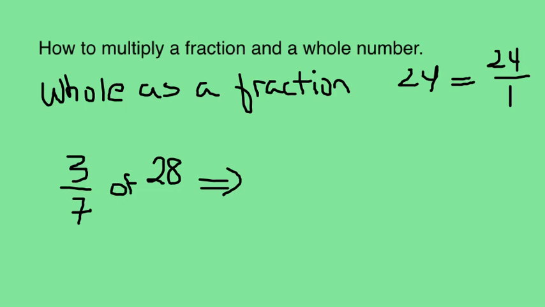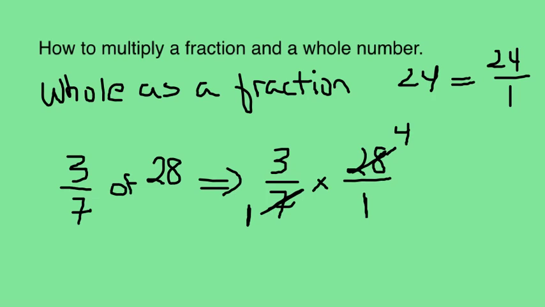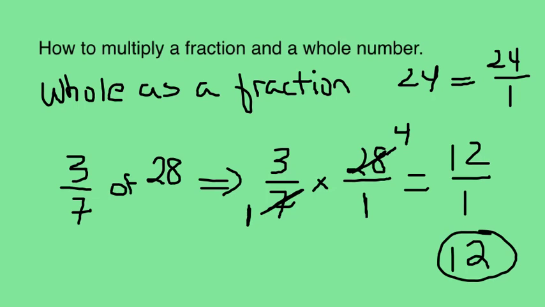So in your example, 3/7 of 28, the word "of" means to multiply, so now this becomes 3/7 times, and we're going to put that 28 over 1 so it's easier to see our cross-cancel. Now I'm going to look if I can cross-cancel or pull out a common factor. Well, I know 7 goes into 28, so 7 into 7 is 1. 7 into 28 is 4. When I multiply across, I get 12 over 1, or my answer is just 12.